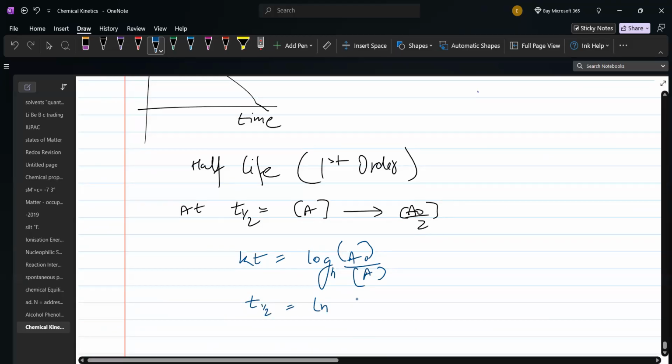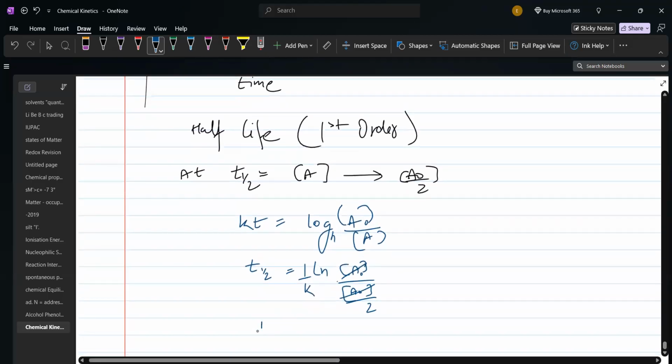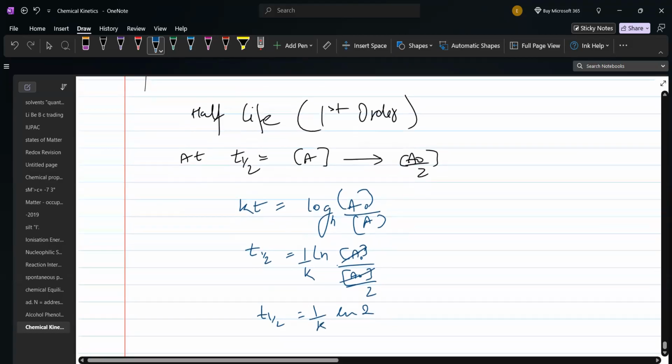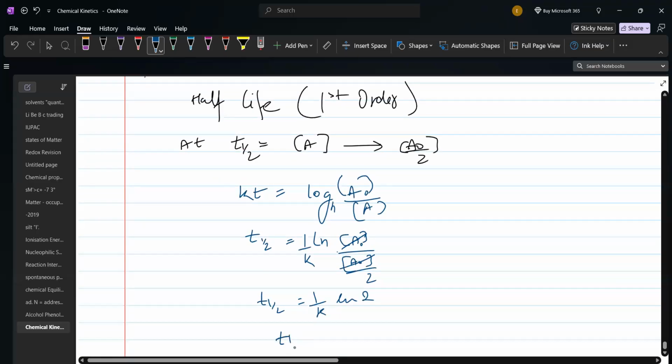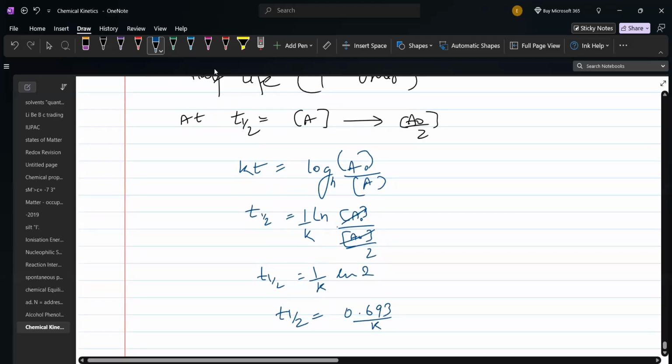A naught is A naught only, and A becomes A naught upon 2, so the A naught will cancel out. It is 1 by k here. Then T half is equal to 1 upon k times ln of 2. Understood? Yes, sir. This is the formula. The value of ln2 is 0.693, so T half is 0.693 upon k. This is the formula you have to remember.